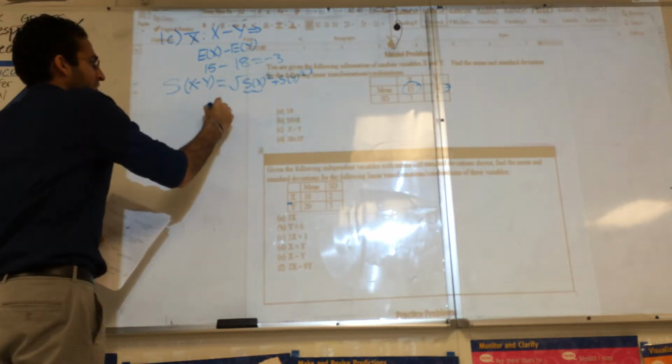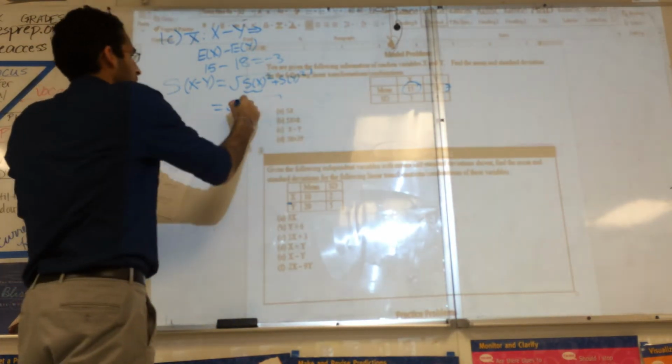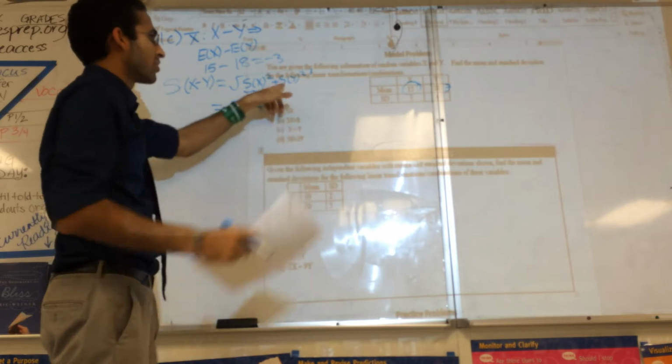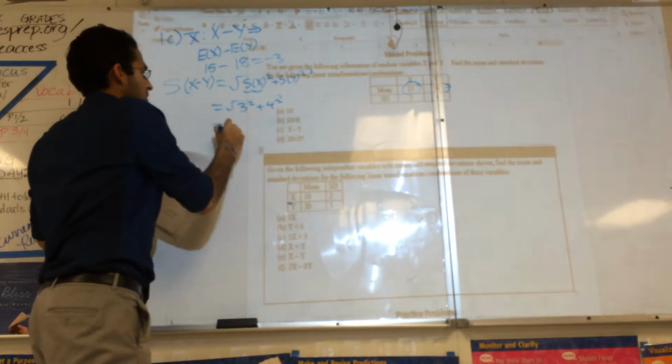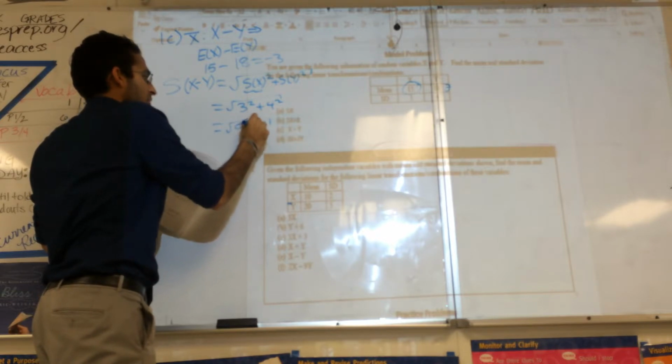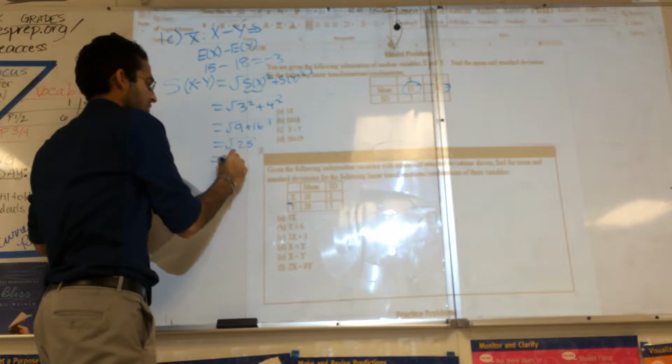So now this is pretty doable. Standard deviation of x is 3. So let's square it. 3 squared, plus standard deviation of y is 4. 4 squared. It's the square root of 9 plus 16, which is the square root of 25, which is equal to 5.